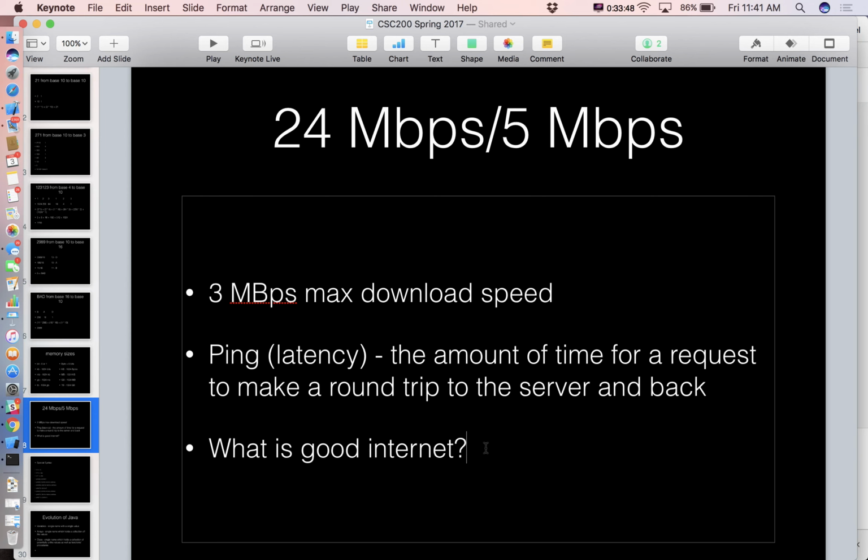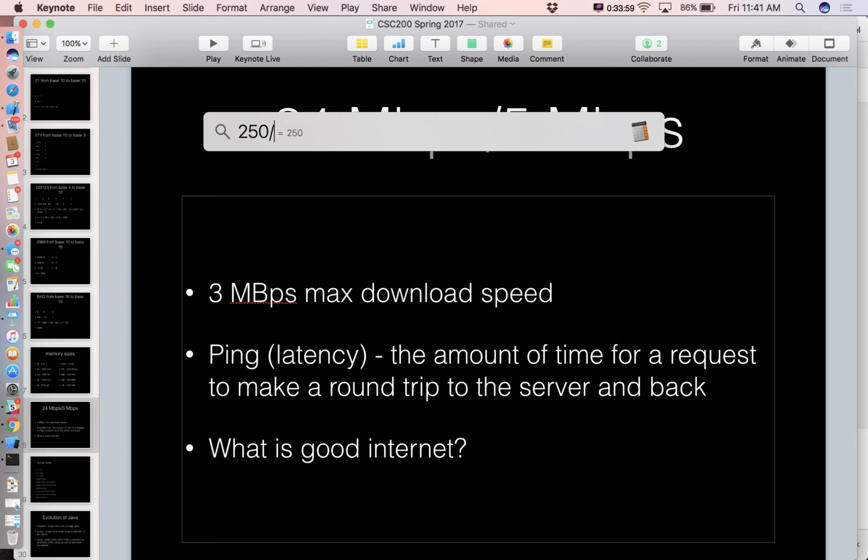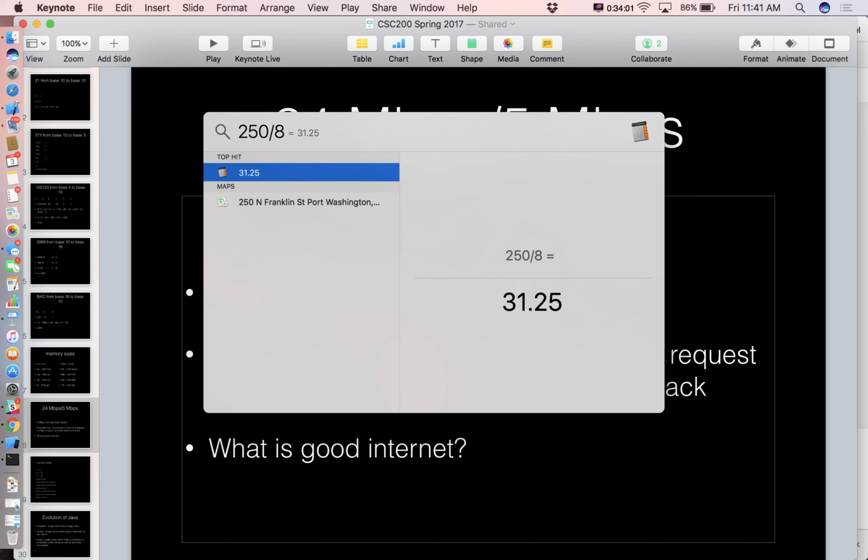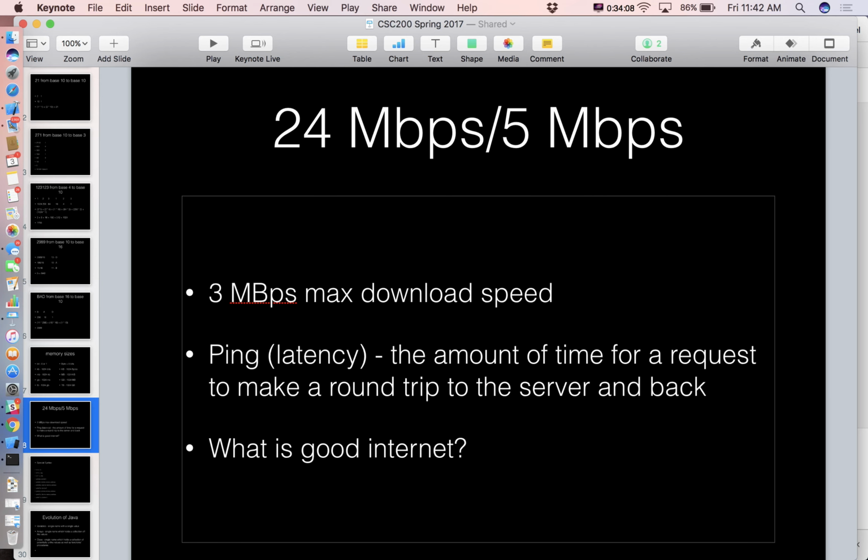Okay, but like I said before, I think mine's actually 250 right now, because that's what Time Warner's getting ready to roll out. I'm one of their beta testers. So 250 divided by 8, I'm capable of 31.25 megabytes per second. How often do you think I'm getting served that kind of speed?